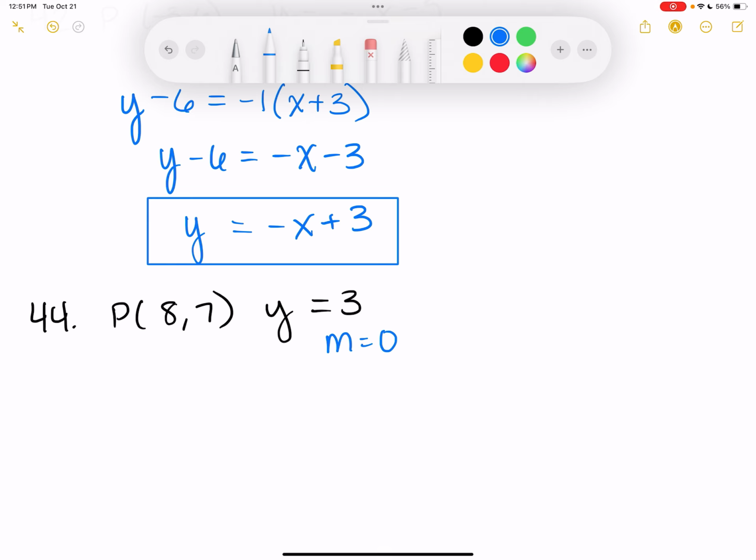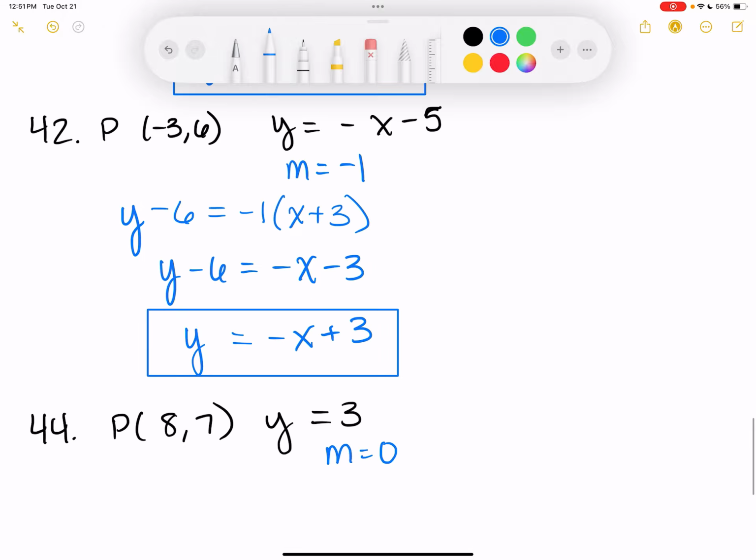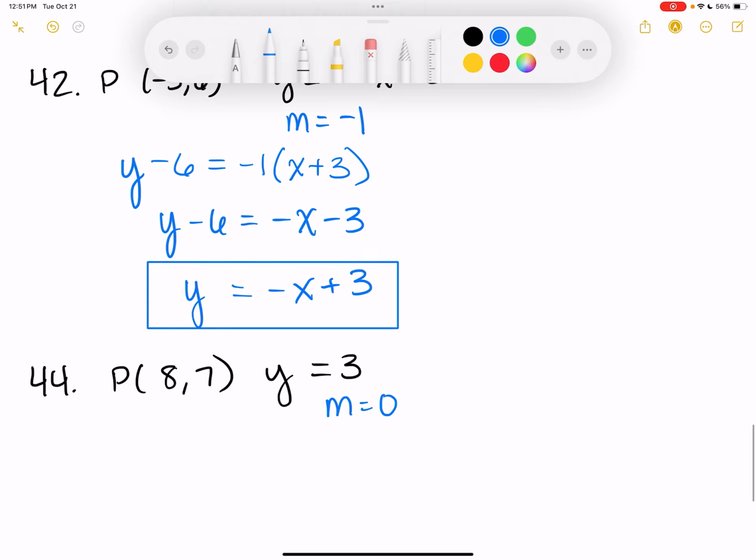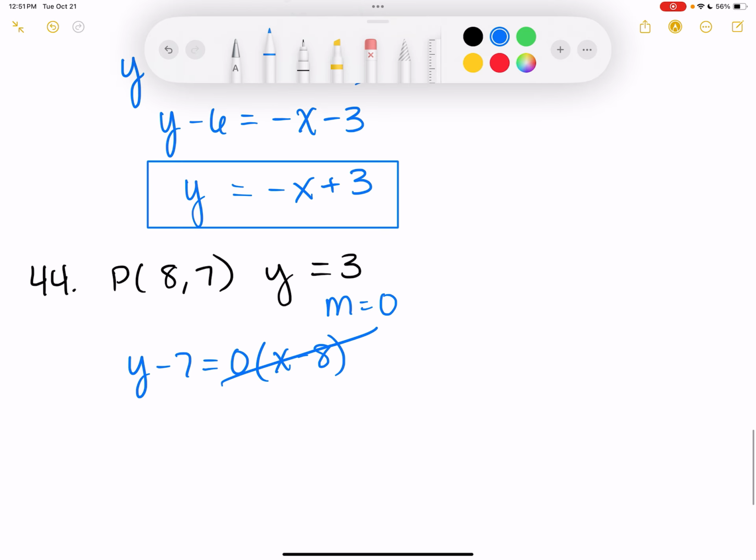Are you trying to set up the whole equation, or are you just telling me what it's going to finally be? Oh, I was reading. No, that's fine. You can do it that way. y minus 7 equals 0 times x minus 8. So you've got to have that slope in there, otherwise you're going to get it wrong. This whole piece goes away because 0 times anything is 0. I move this 7 over, y equals 7.